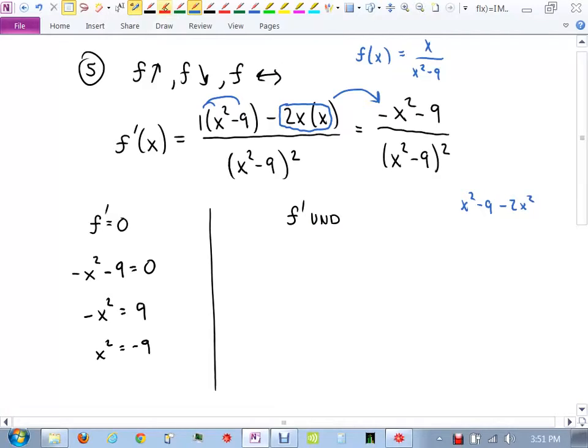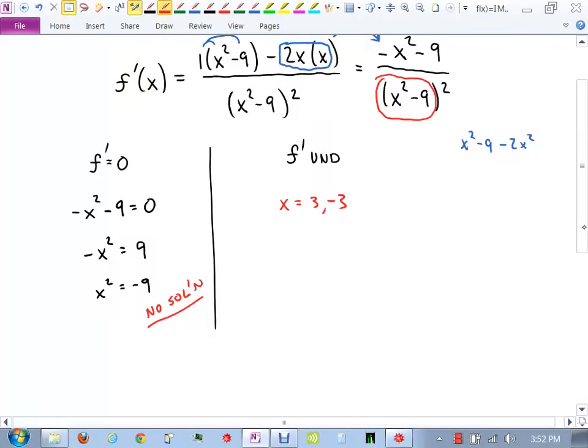Okay, so we have no solution for this, right? But I still need to look at the fact that the derivative could be undefined. Now, this is the first time we actually have an issue, don't we? We have an issue where? When the denominator could possibly be 0. And when is that denominator 0? 3 and negative 3 again.